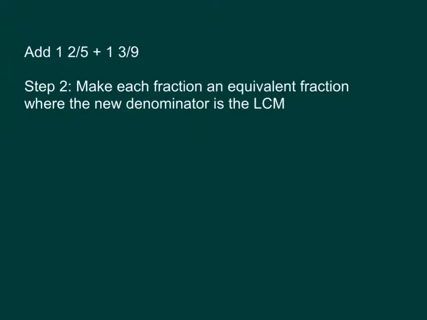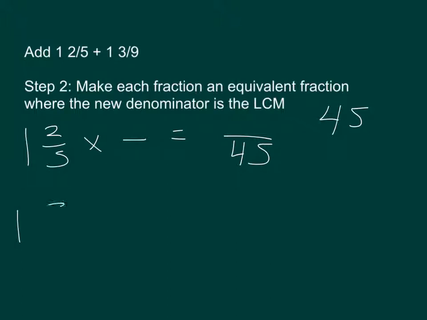Okay, so now we found the LCM. The LCM happened to be 45. Write that over here just so we kind of remember. And so now we're going to take 1 and 2/5. So 1 and 2/5 times fraction equals fraction, where we're coming up with the new denominator being 45. And the bottom one, 1 and 3/9 times fraction equals fraction, where the new denominator is 45.